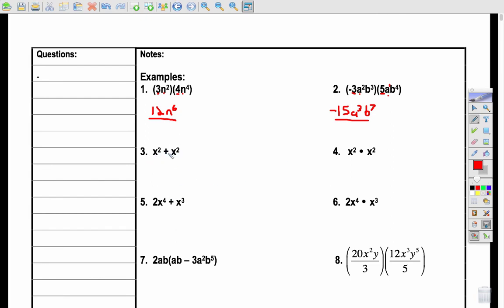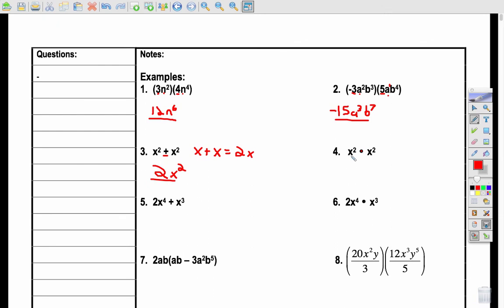Okay, look at number 3 here. This says x squared plus x squared. Again, this is where I said make sure this is not multiplication. This is addition. So let's think back. What if I said x plus x? How many x's would I have? Well, I would have 2 x's. Same thing here. All I have is 2 x squareds. There's your answer.